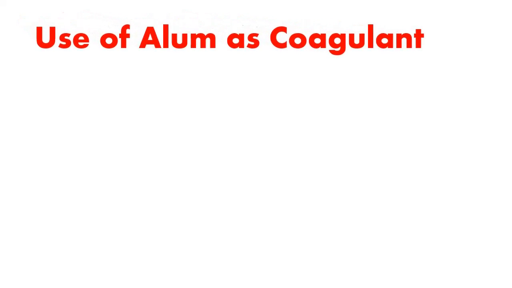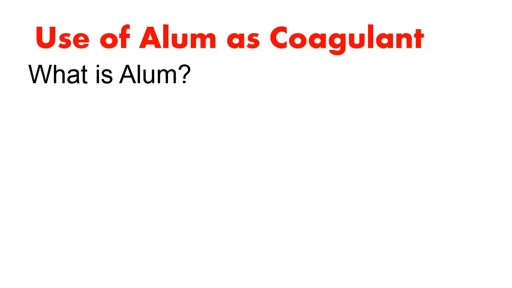Now the first one is the use of alum as a coagulant. See, this is my favorite topic. Why? That I will explain when I come to the problems. Okay, now look here. The first one is the use of alum as a coagulant.